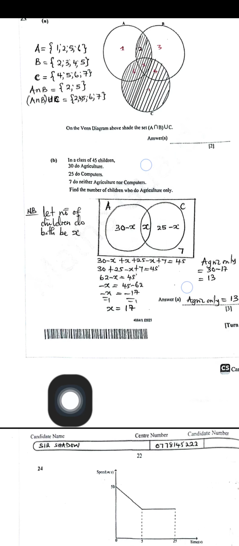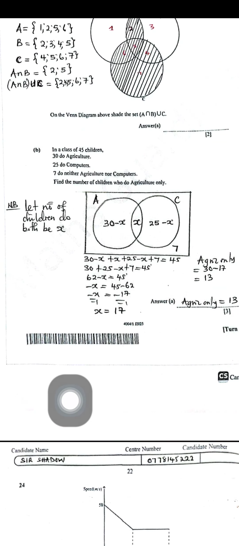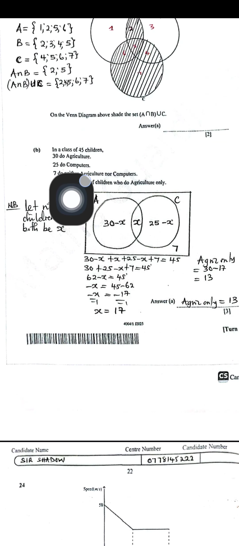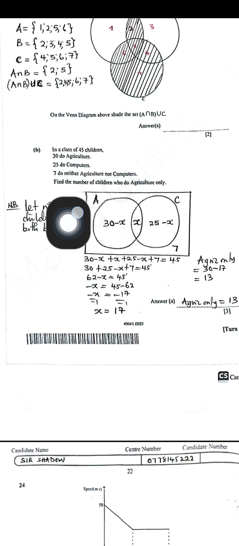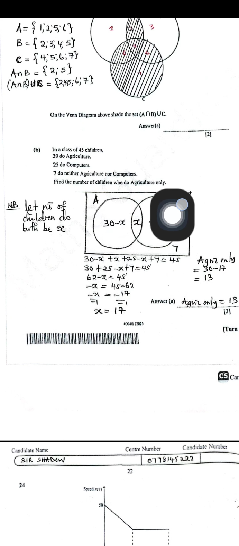All right, let's move on to another question, which is part B, still on sets. On part B, you are given that in a class of 45 children, 30 do agriculture, 25 do computers, 7 do neither agriculture nor computers. Find the number of children who do agriculture only.